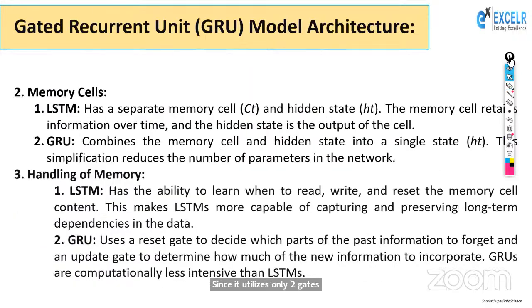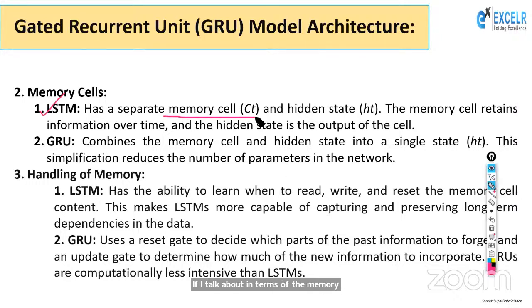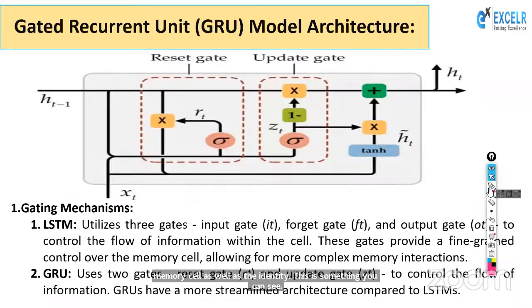If I talk in terms of the memory cell, LSTM has a separate memory cell and hidden state. If you guys recall, we have a cell state and hidden state. In case of a GRU, it combines the memory cell and hidden state into a single state called HT. So this HT contains the information related to the memory cell as well as the hidden state. This is something you can see here. So you can see here, guys, we have only one output.